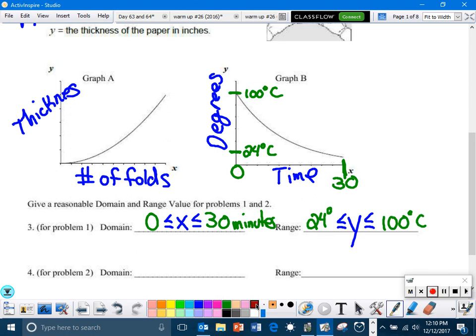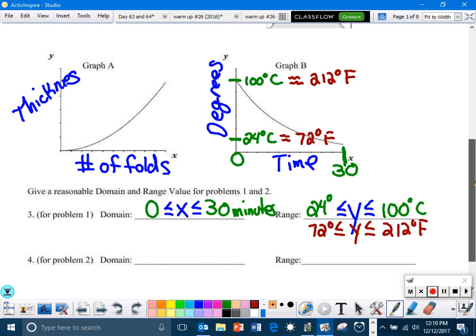If we're talking about Fahrenheit, boiling water is about 212 degrees Fahrenheit. Room temperature we talked about in class would be about 72 degrees Fahrenheit. So if you used Fahrenheit, you would say 72 degrees to 212 degrees. Okay, so either one of those is fine.